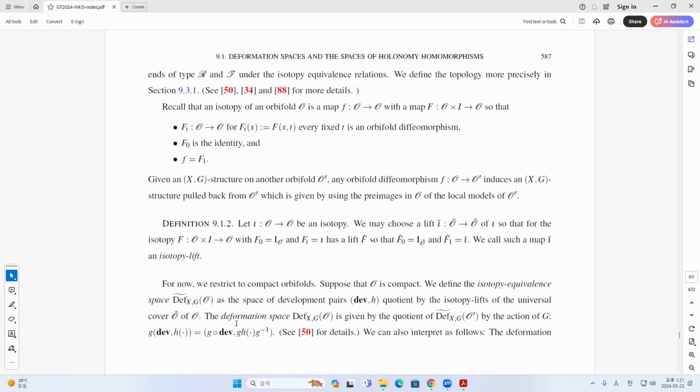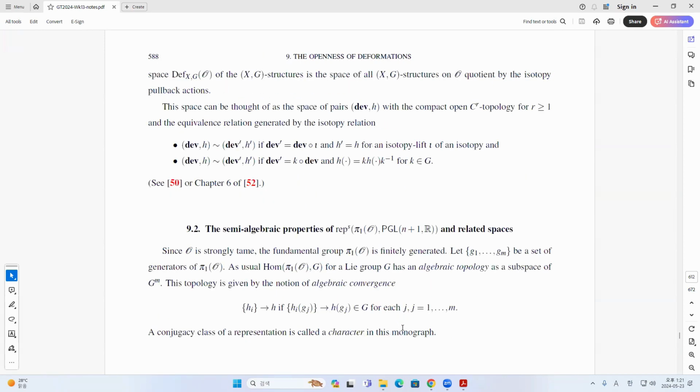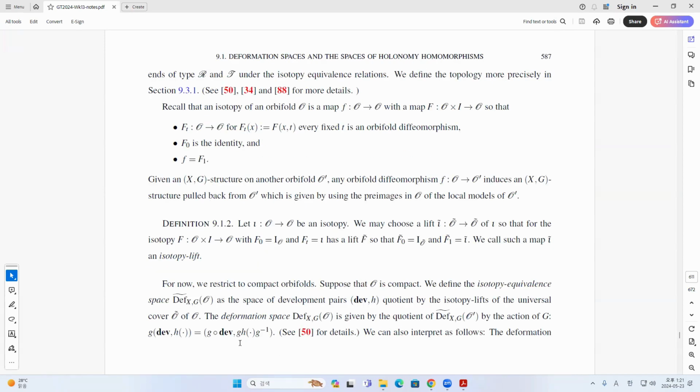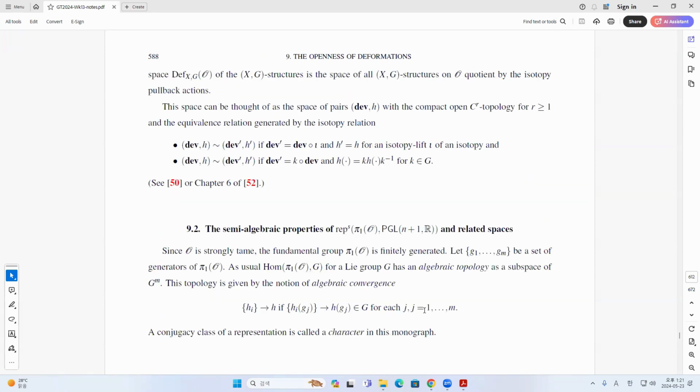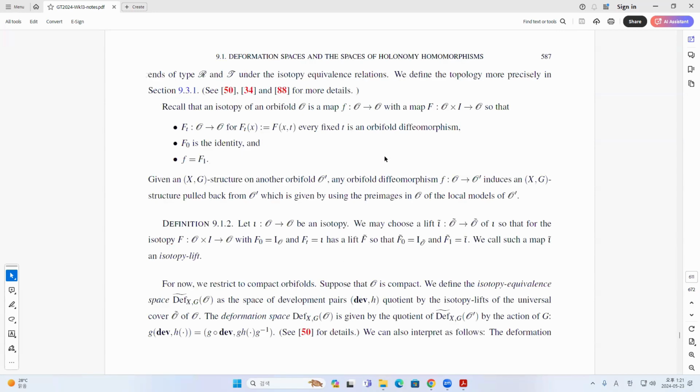So it is just the left action, and the quotient here is the right action, because you can always compose by multiplying on the right. So by this isotopy, these are all... so we can give a compact open C^r topology on O tilde. So that will be the topology of the compact case.